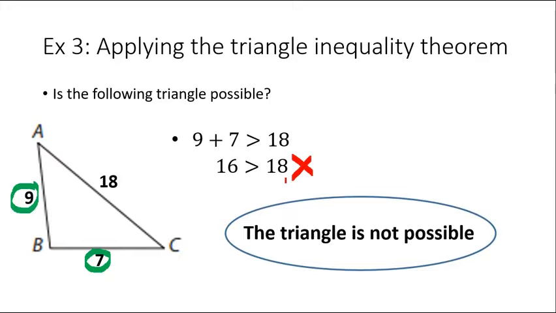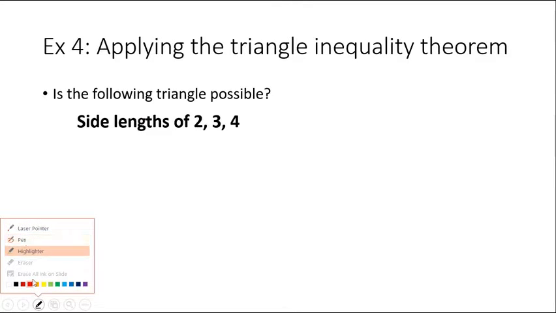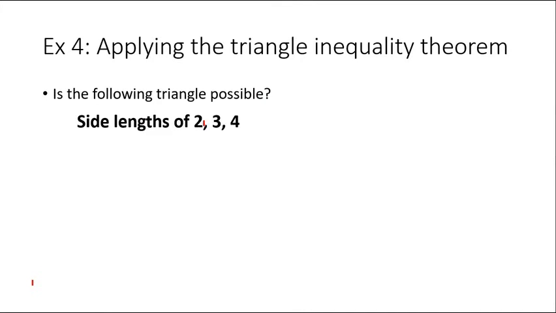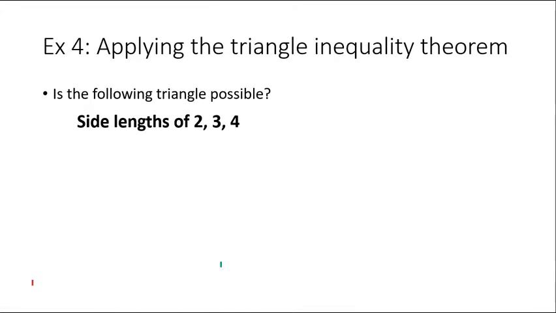Okay, let's get into example 4. So this time they don't give you a triangle, they just give you the side lengths. So they tell you, is the following triangle possible with side lengths of 2, 3, and 4? So again, we start off by creating our inequalities here. So we start off with two sides and then see if it's greater than the third. So here we take 2 plus 3. Is that greater than 4? 5 is greater than 4, so that works out.